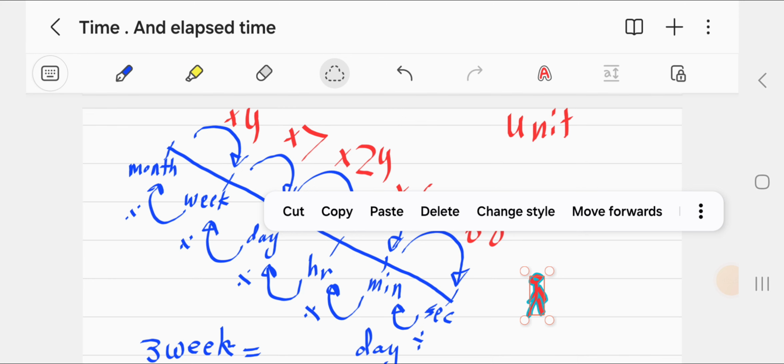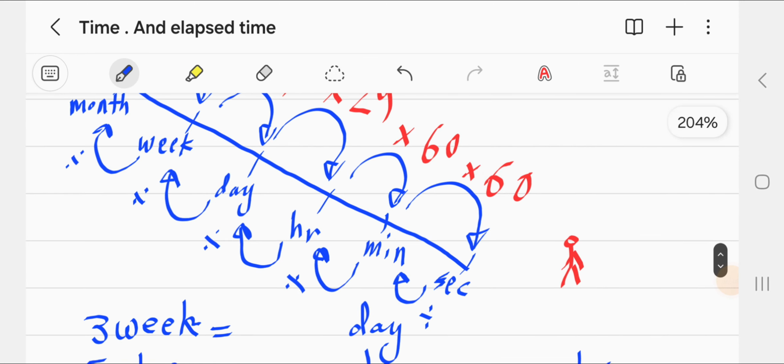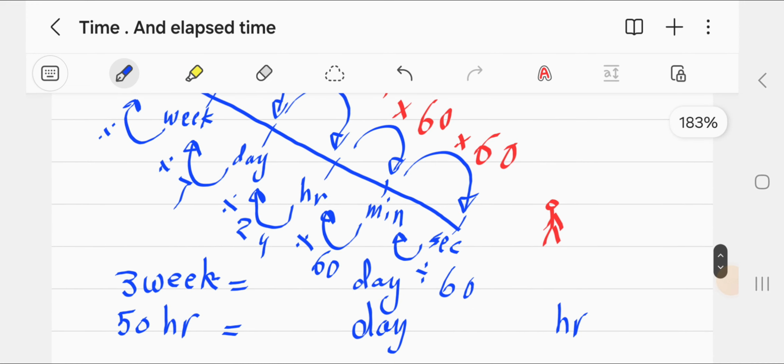Let's make it together with the same numbers. Divided by 60, divided by 60, 24, 7, 4. Okay, this is the units. Let's solve two ideas about this one.